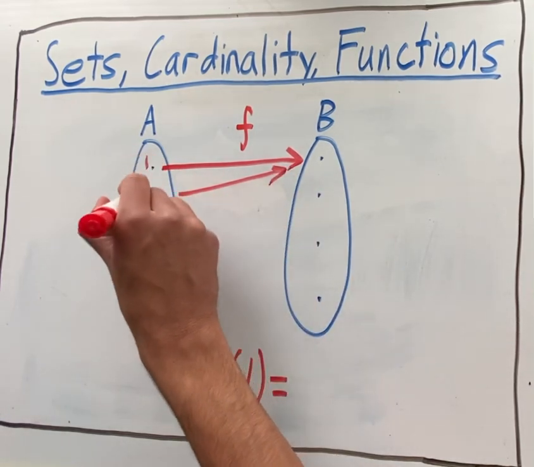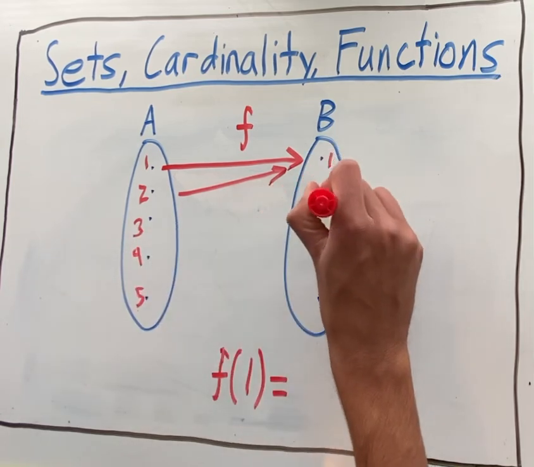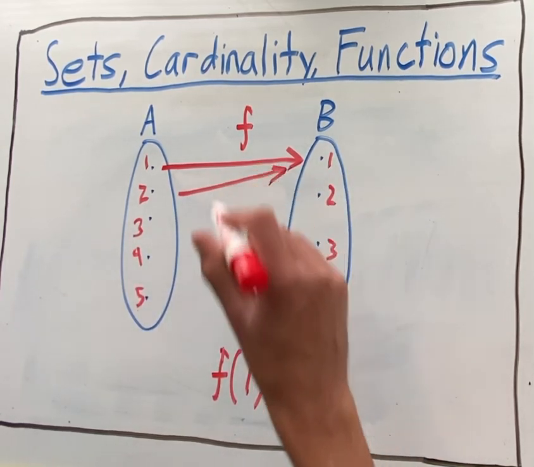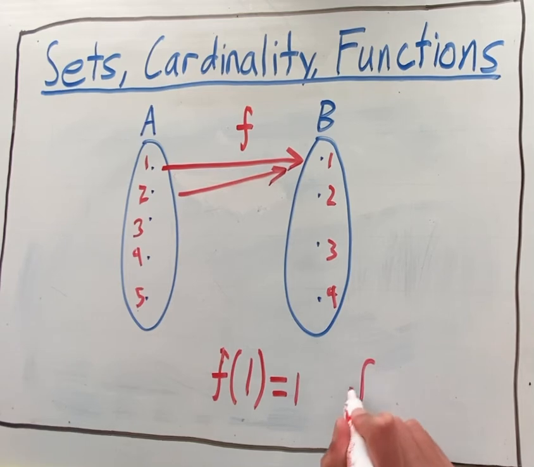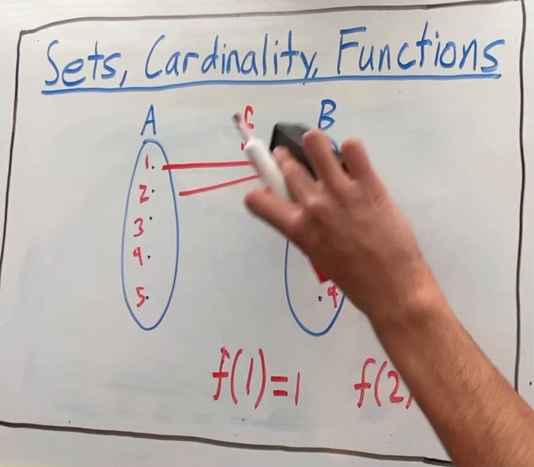If this is 1, this is 2. Let's just number all of them. And this is 1, 2, 3, 4. In this case, f of 1 equals 1. f of 2 also equals 1. That's allowed. There are a couple of terms worth mentioning. So I'll erase these arrows for now.